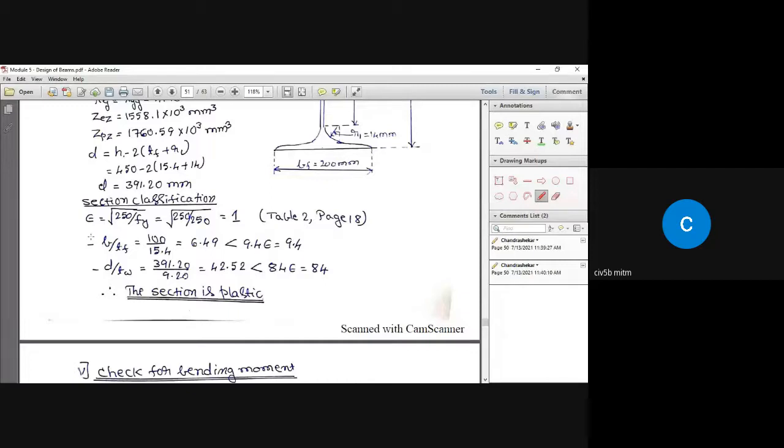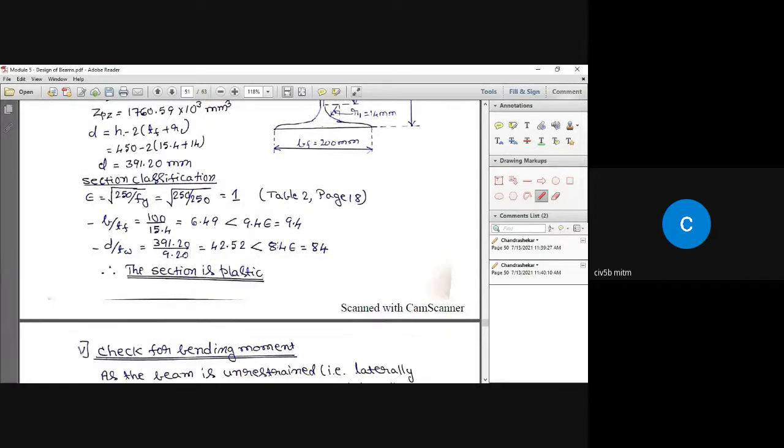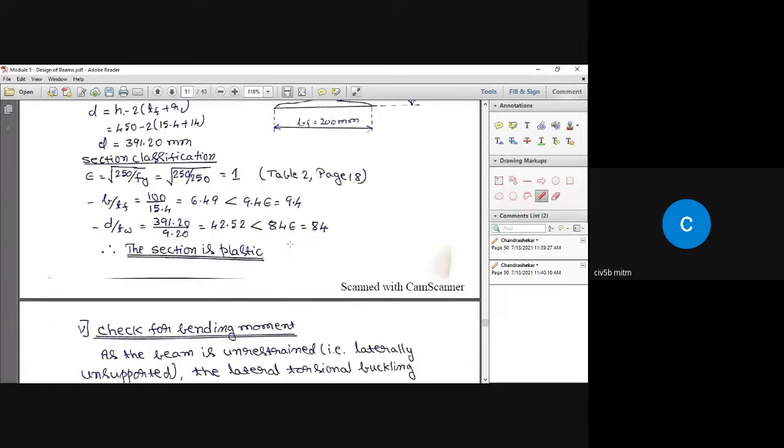By checking the half the width of the flange to the thickness of the flange ratio, if it is less than 9.4 epsilon, then the flange is plastic. I'll find out what d by tw is. If it is less than 84 epsilon, then the web is plastic. When both the elements of the I section are plastic, then the entire section is plastic.